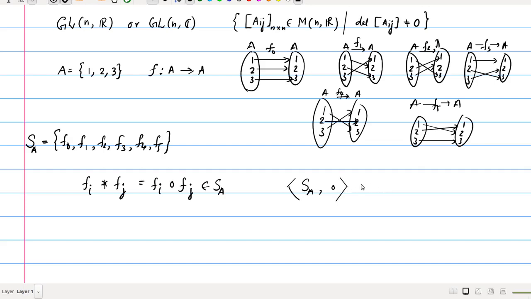So this S_A along with composition forms a binary structure, what we call a groupoid or quasi-group. We have already discussed what a groupoid or quasi-group is. And since this composition is associative, that is, f_i composition f_j composition f_k can be associated in any manner, this is in fact f_i of f_j of f_k. So composition is associative here, and this structure can be considered as a semigroup as well.